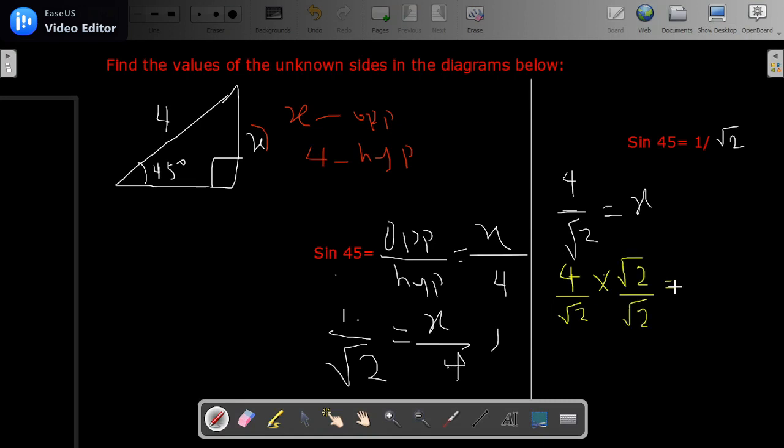So what do we get here? 4 times root 2, which is 4 root 2, over root 2 times root 2, we get root 4.